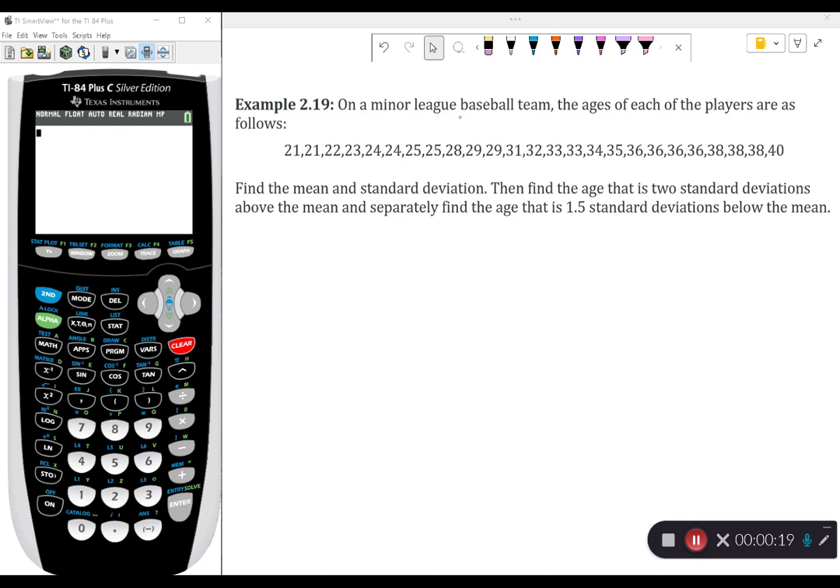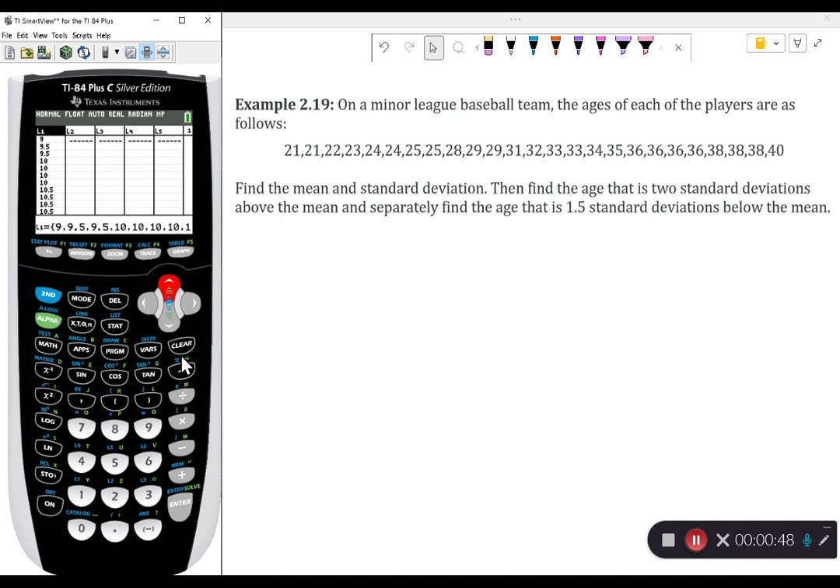On a minor league baseball team, the ages of each of the players are as follows: 21, 21, 22, 23, 24, and so on. We want to find the mean and standard deviation. Then we want to find the age that is 2 standard deviations above the mean, and separately find the age that is 1.5 standard deviations below the mean. So we'll use our graphing calculator to find the mean and standard deviation.